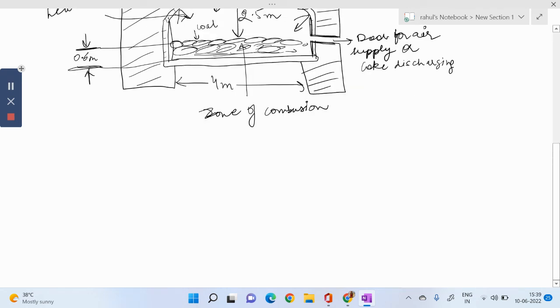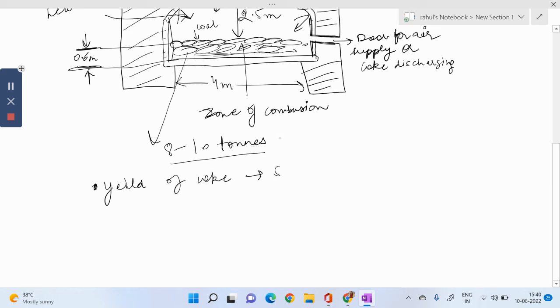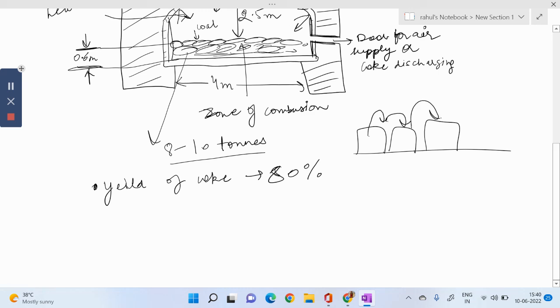Generally, the capacity of this beehive coke oven is around 8 to 10 tons of coal. One more point, the yield of coke is around 80%. If we talk about it economically, these types of ovens should be placed in series one by one, so that heat produced by one oven can be used by another oven. So that will be more economical.